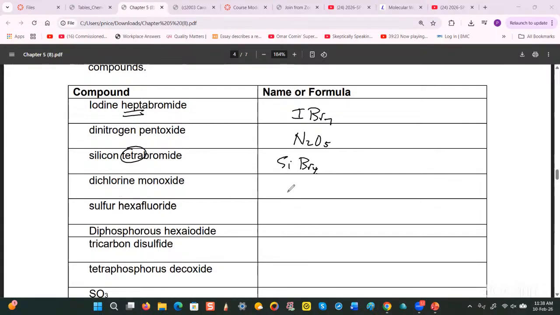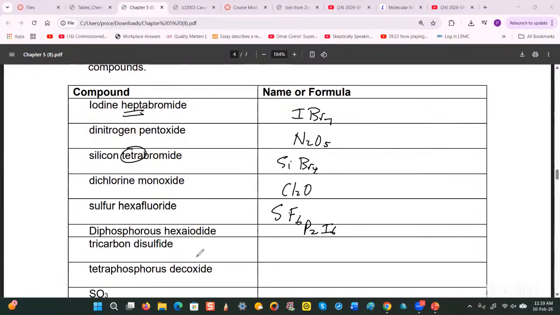Dichlorine monoxide. Cl2O, okay? Sulfur hexafluoride. Well, fluorine doesn't have L, it's just F. But you're right about the 6, so it's SF6. By the way, that's a common error that students make. Diphosphorus hexaiodide. P2I6 is indeed correct.